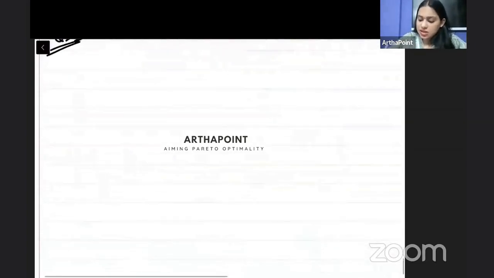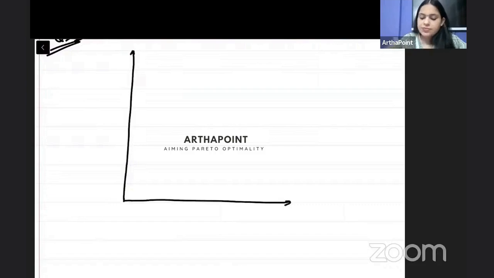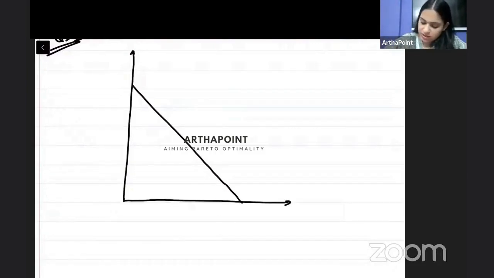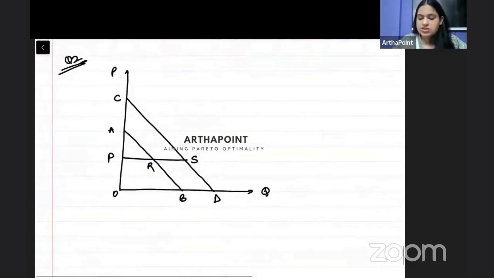So the question is saying that I am drawing two curves here. This is the line AB and this is the line CD. And another line is drawn here and this line is PRS. ठीक है बेटा, this is price, this is quantity. ध्यान से सुनो what the question is saying.